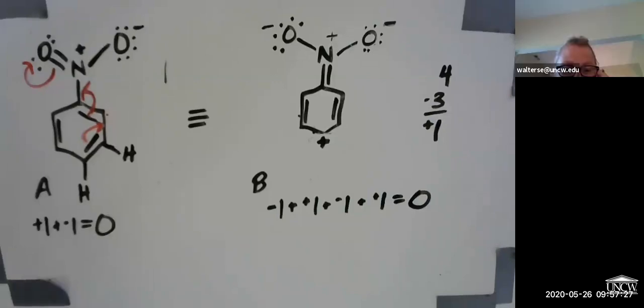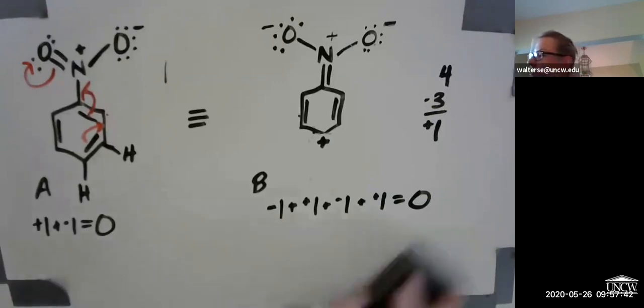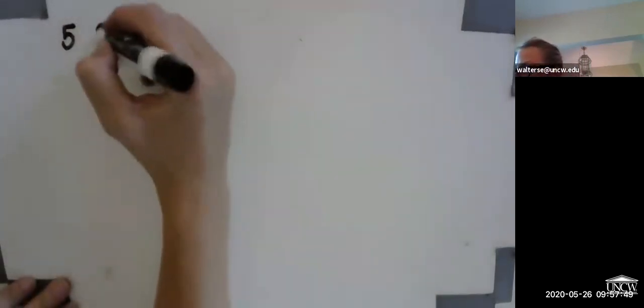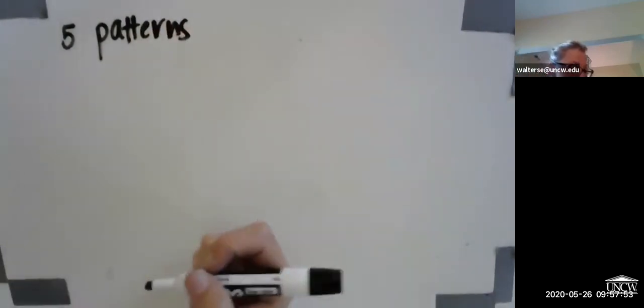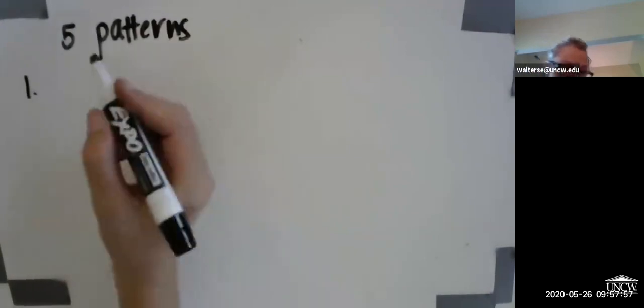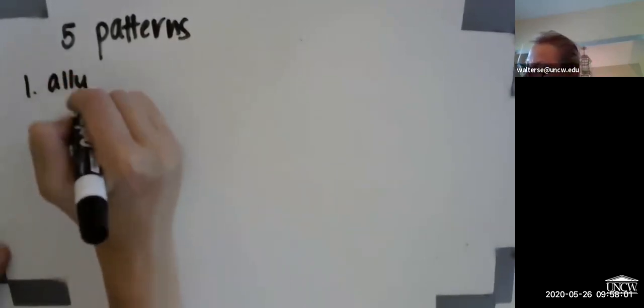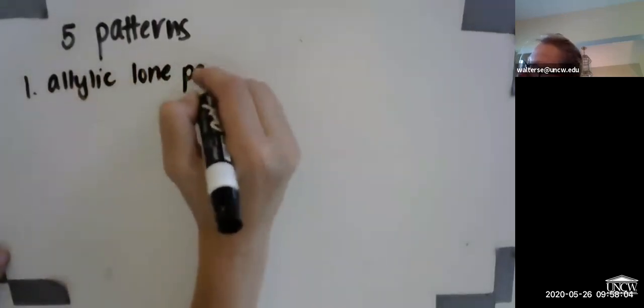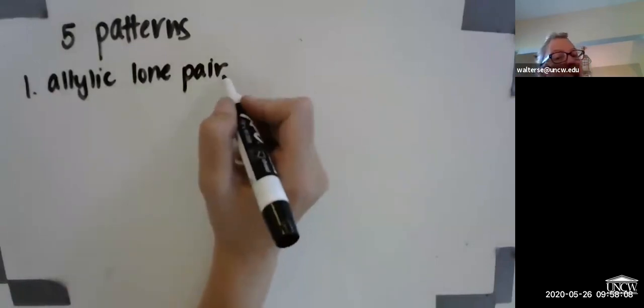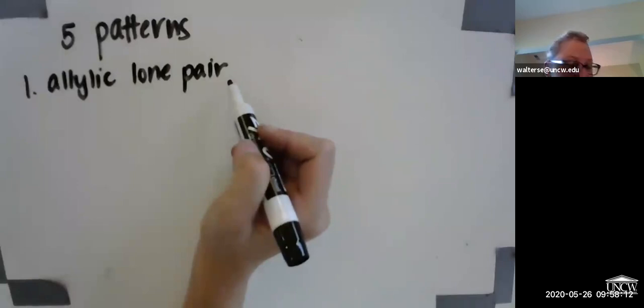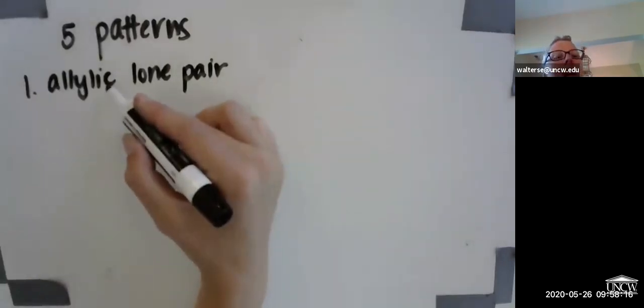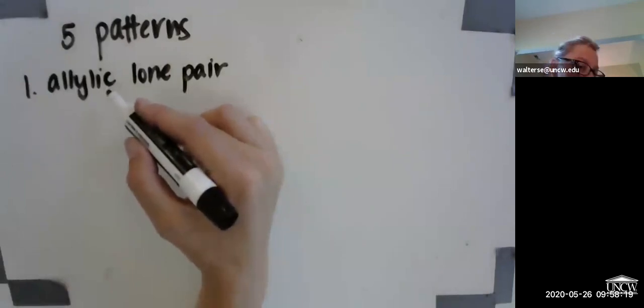All right. Any other questions before we look at patterns? Okay. All right, so there are 5 patterns to recognize. The first is called the allylic lone pair, which means you have a lone pair of electrons one atom away from a pi bond. Because allylic means next to a pi bond or next to vinyl carbons.